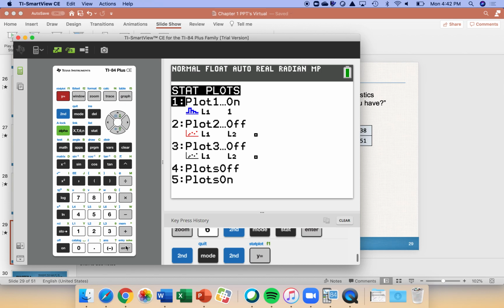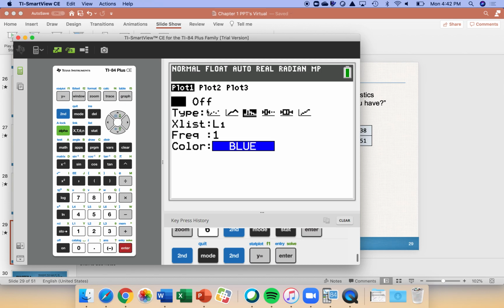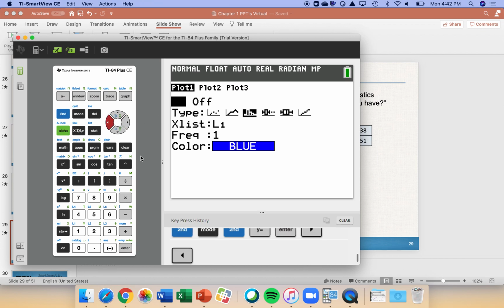So you hit enter. And we want to turn stat plot 1 on. To do that, you can toggle back and forth. So you want to be on and hit enter. When you hit enter, it will flash on. Now, if you go down to types of graphs, the one that we want to do is a histogram.